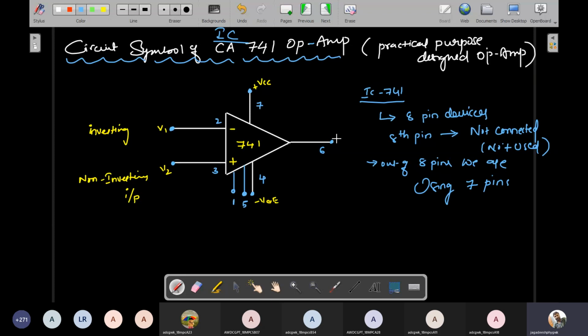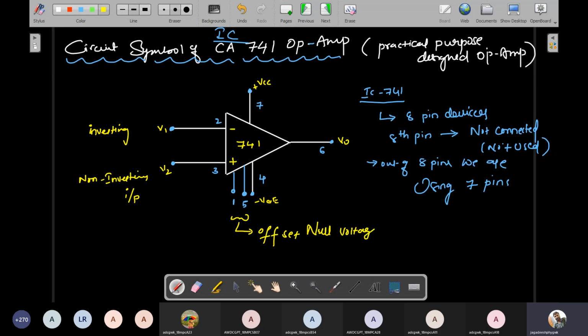Okay, so this voltage is called V0 voltage. Okay, and this is the 7th pin and the 4th pin is power supply. We use the 7th pin and 4th pin for the purpose of power supply, and the 2nd and 3rd pins are used for input voltage, and the 6th pin is used for output voltage. Okay, and 1 and 5 are both used for offset null voltages. So these two pins are used for the purpose of offset null voltage.